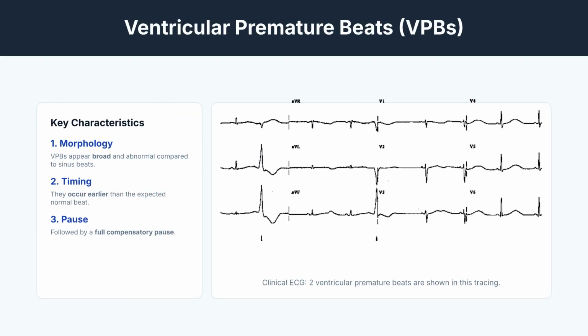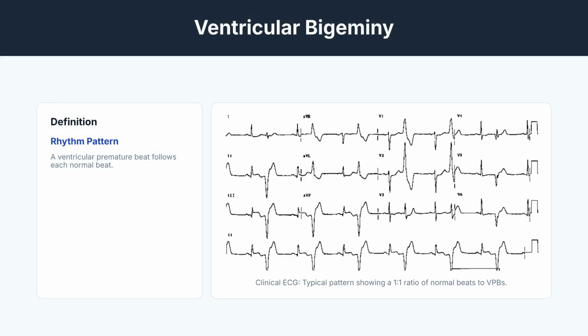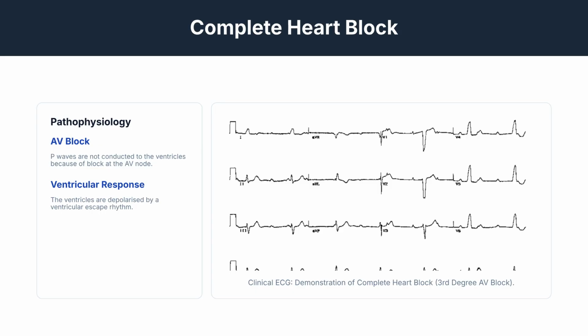Ventricular premature beats, or VPBs, are abnormal, broad, and occur earlier than expected. They are typically followed by a full compensatory pause before the next normal beat resumes. Ventricular bigeminy is a specific rhythm pattern where a ventricular premature beat follows every single normal beat, resulting in a characteristic 1-to-1 ratio. Complete heart block, or third-degree AV block, results in no conduction of P waves to the ventricles. The ventricles are then depolarized by a slower ventricular escape rhythm, leading to dissociation between P waves and QRS complexes.